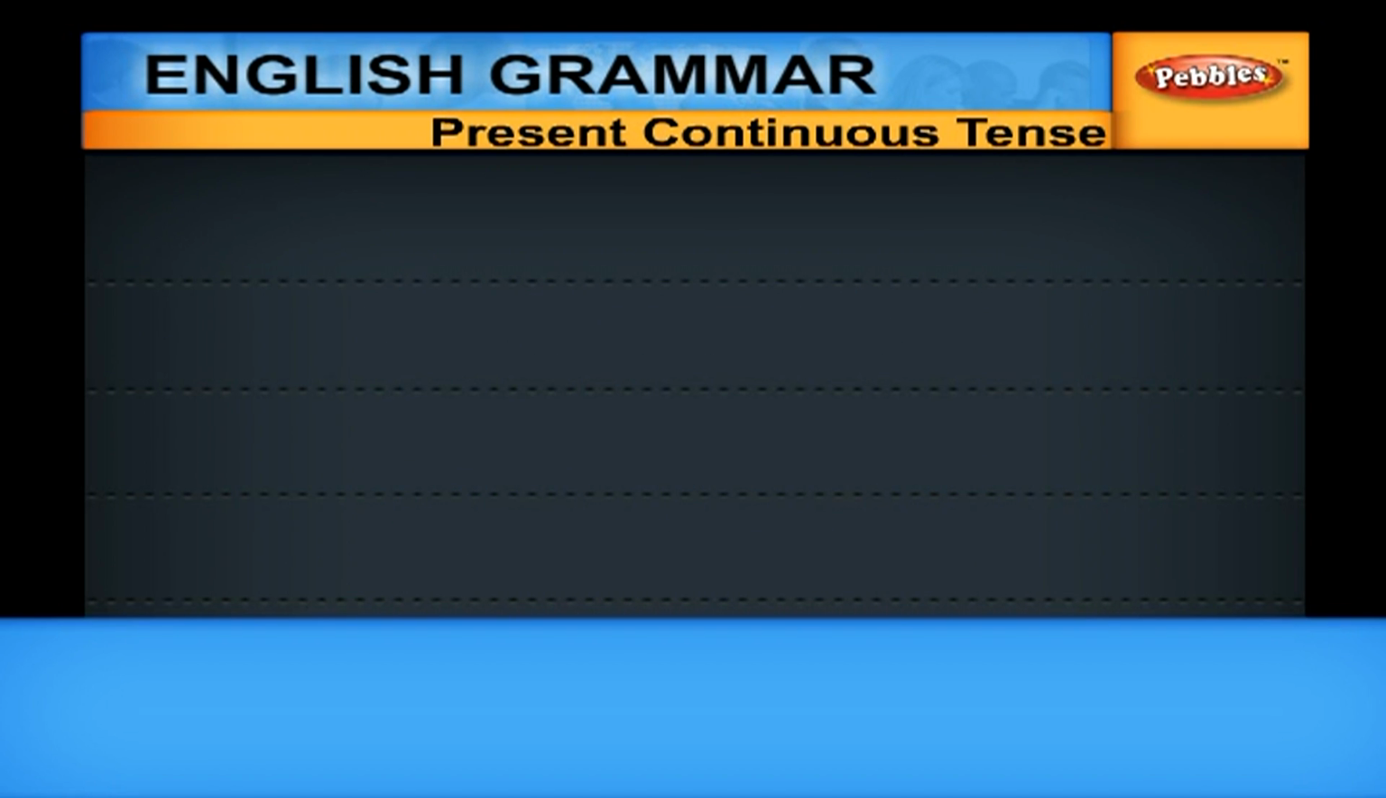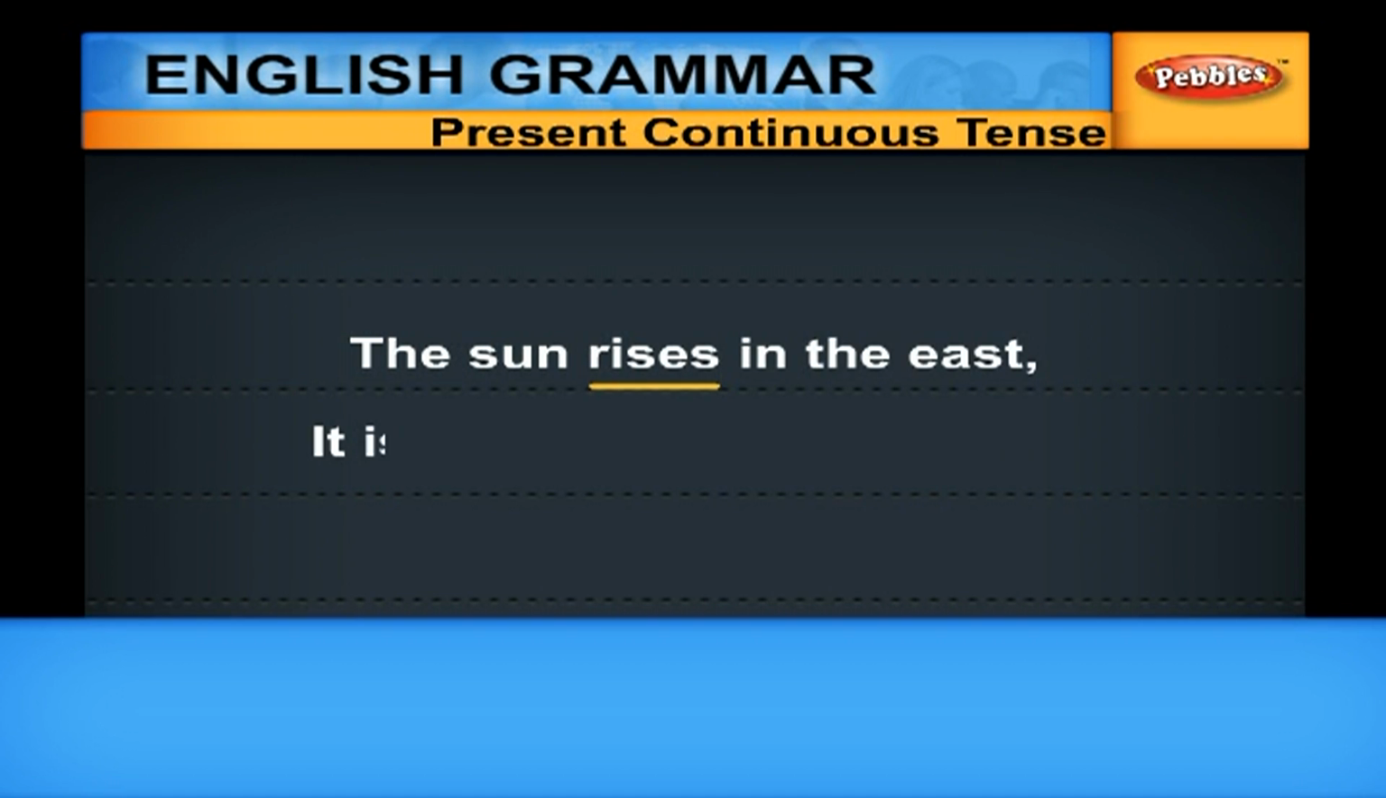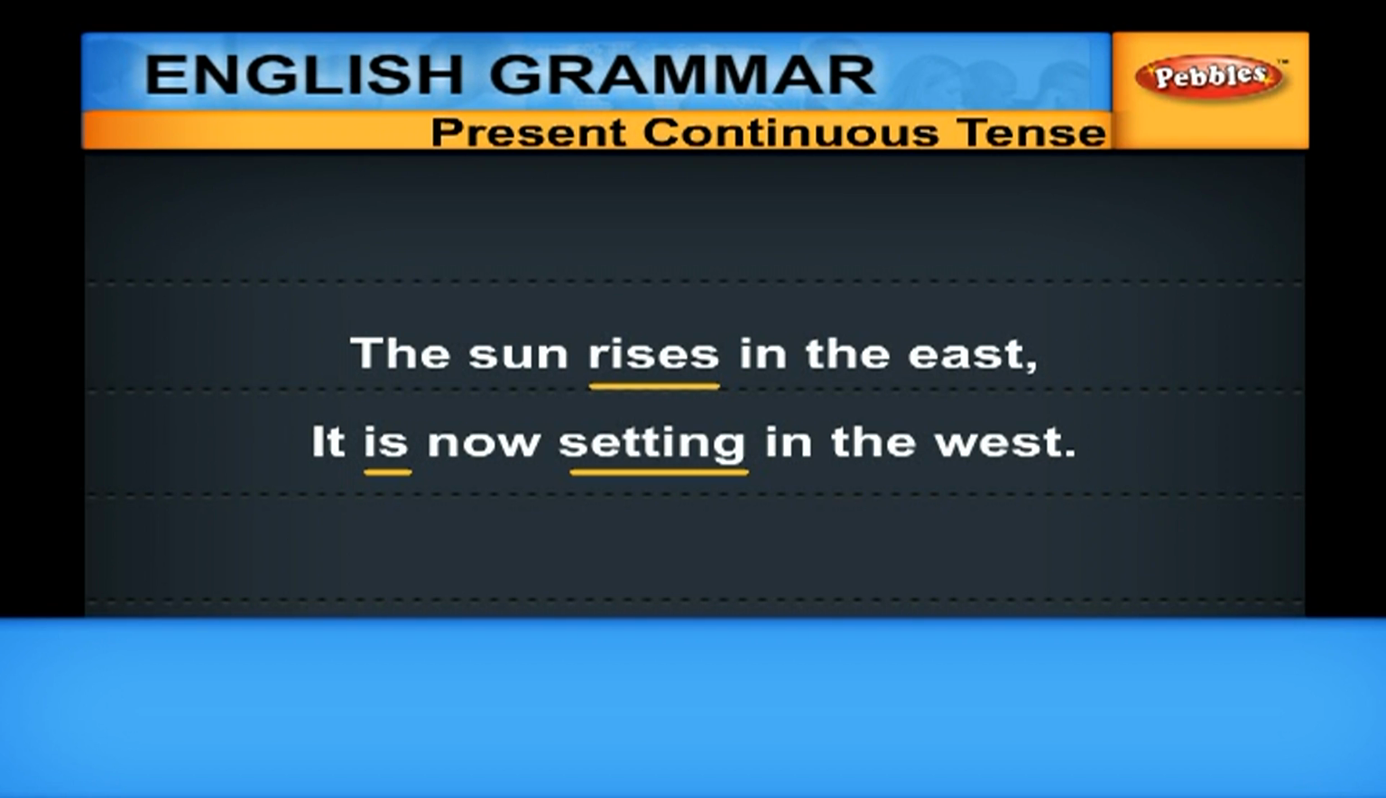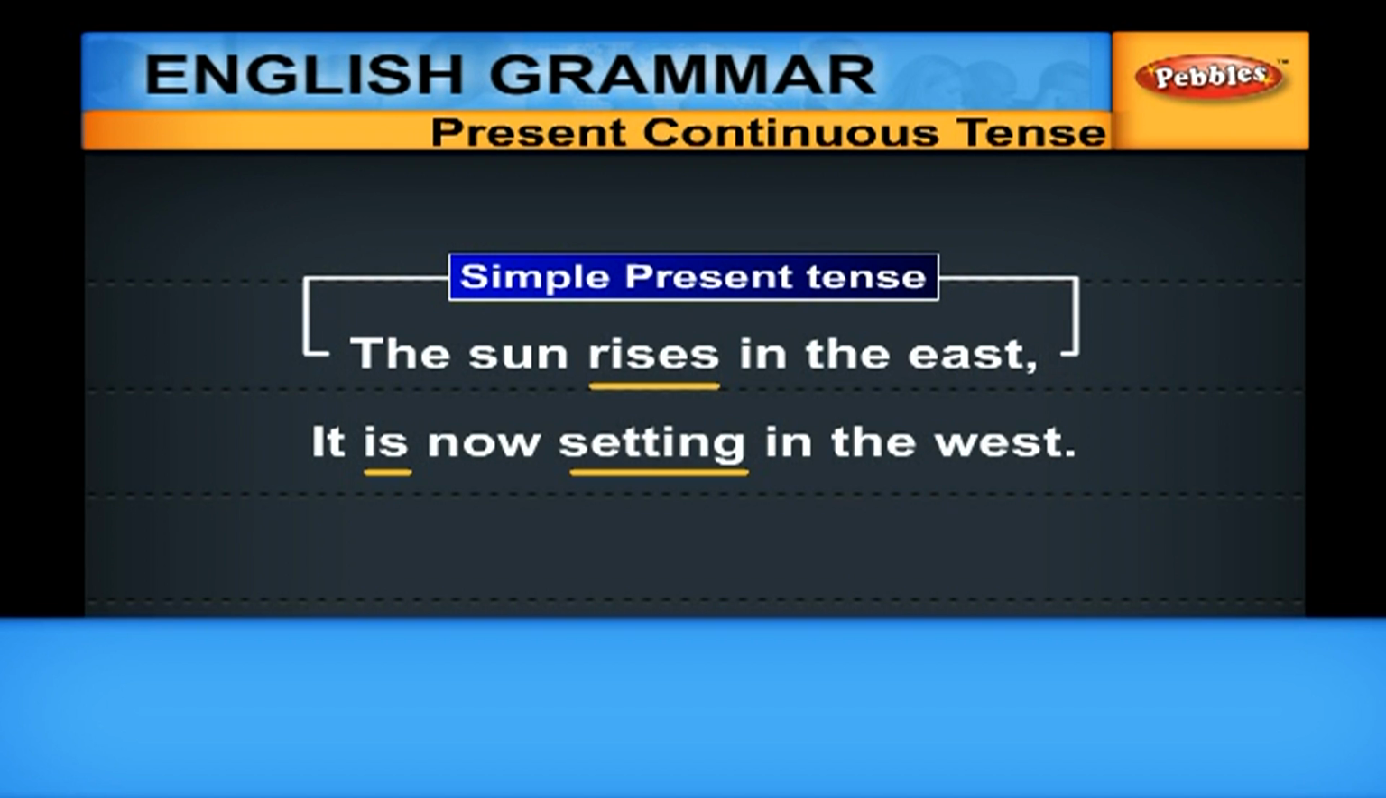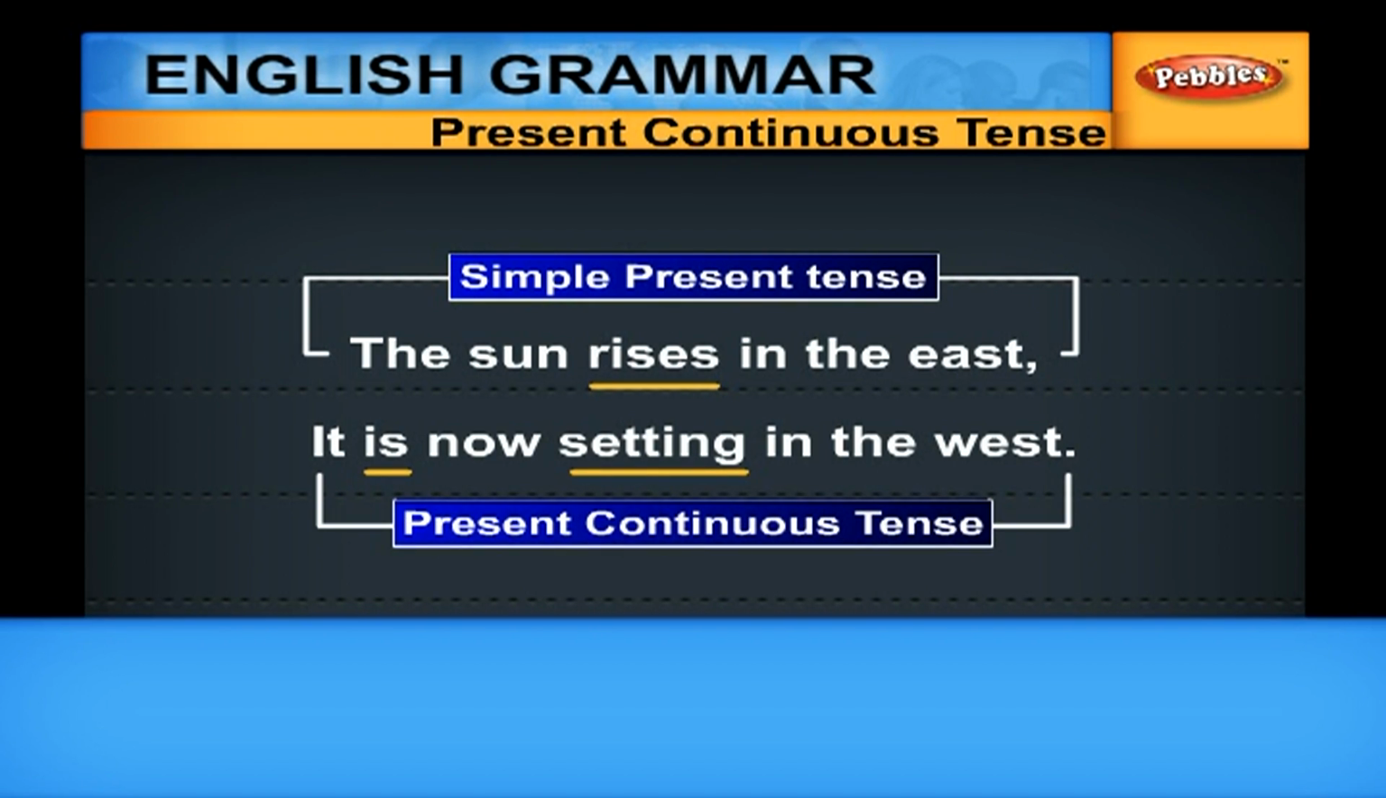Another example. The sun rises in the east. It is now setting in the west. So, the first one refers to a regular action, which is in simple present tense. The other action is in progress, or in present continuous tense.